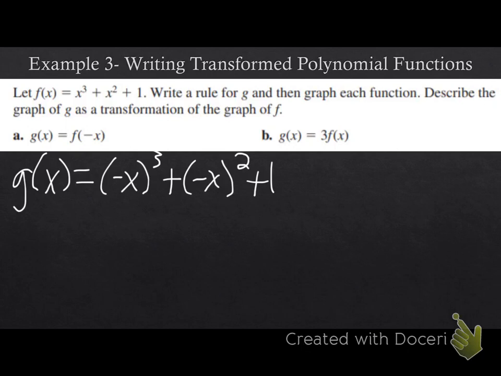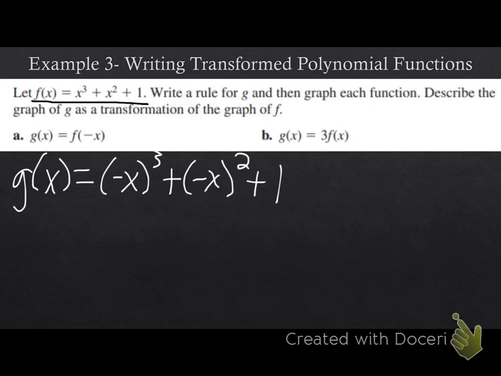Why did you do that? Because it told me g of x equals f of negative x. Part A. So we have to use the equation at the top to figure out g of x equals f of negative x. So g of x just wants me to plug negative x in to my f of x function.